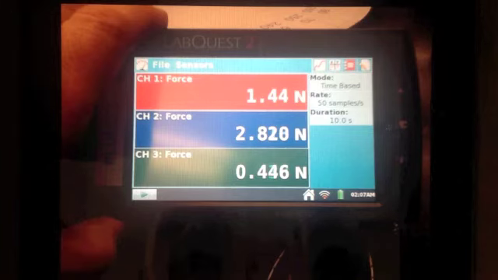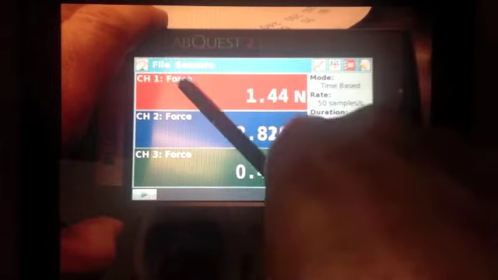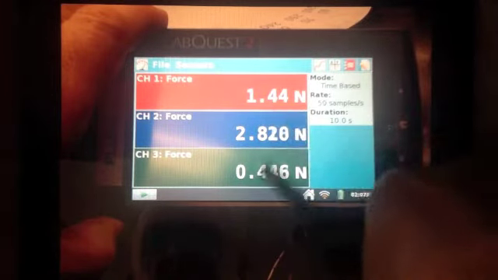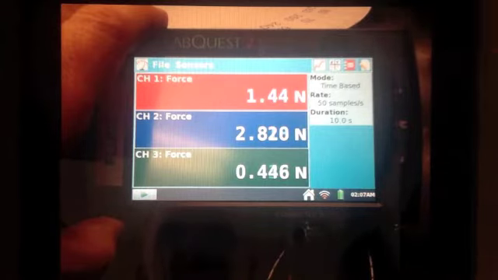Here's a quick picture showing you how all 3 force probes are plugged in. It does not matter which one's in channel 1, 2, or 3, although you need to keep track of it. So you'll need to know which one's channel 1, channel 2, and channel 3. When you plug all 3 force probes into the LabQuest, this is what it looks like. You've got channel 1 force, channel 2, channel 3, and it will give you all 3 forces at the same time.